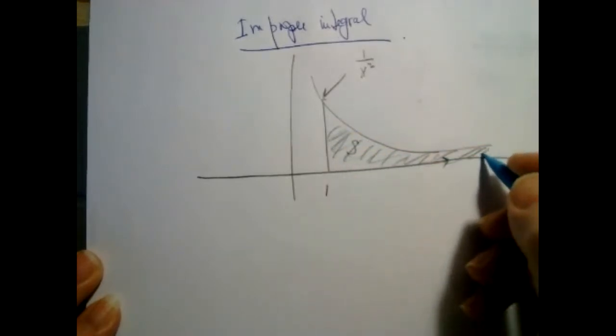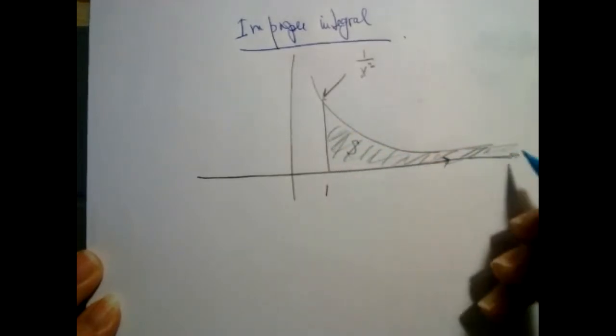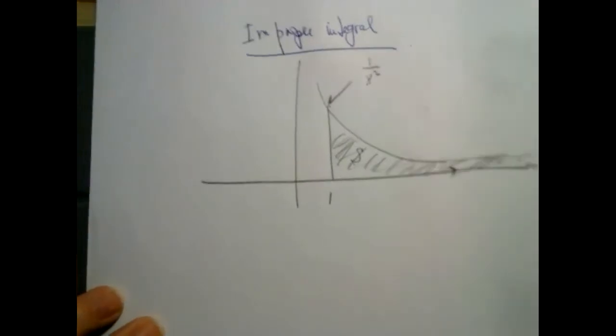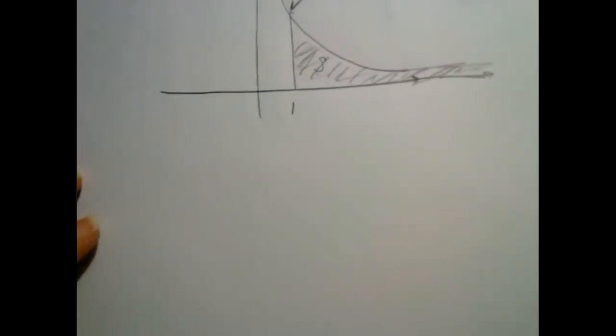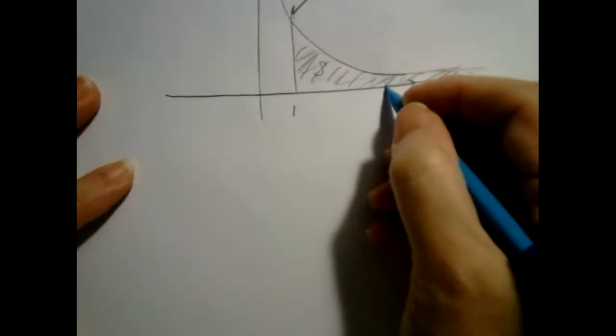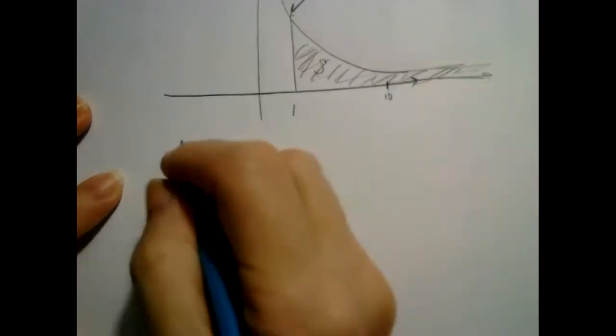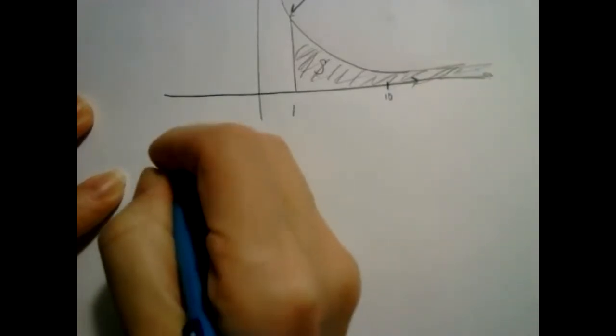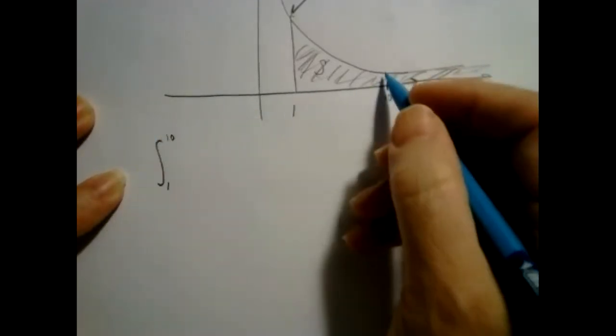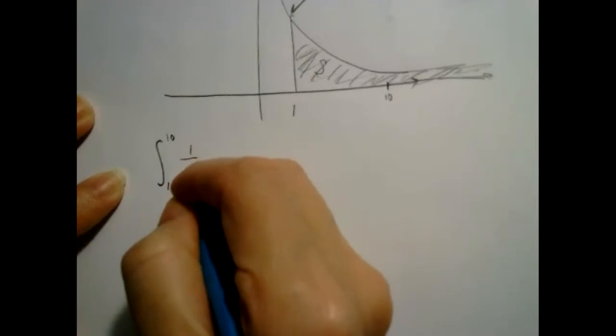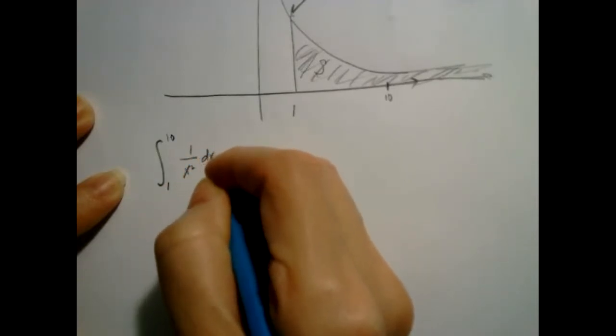Is it infinite? What's really going on? It keeps going forever. Is it infinite? And the way we did it, we said, we don't know. So we started computing those little areas. So we computed the integral from 1 to 10. So we computed this area of 1 over x squared dx.